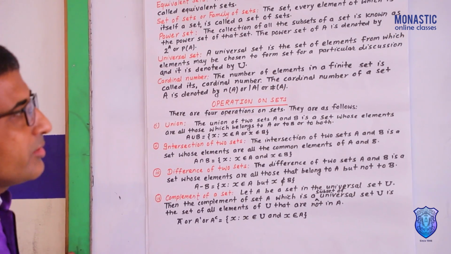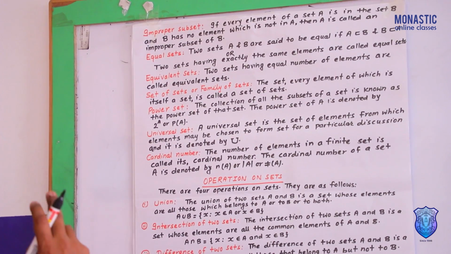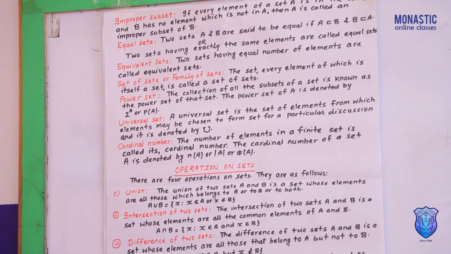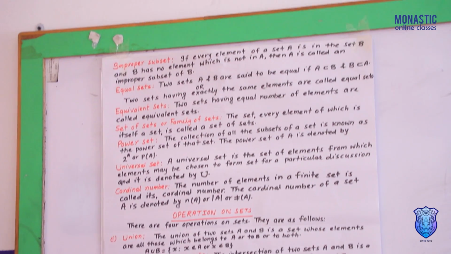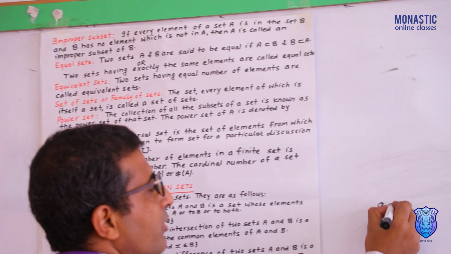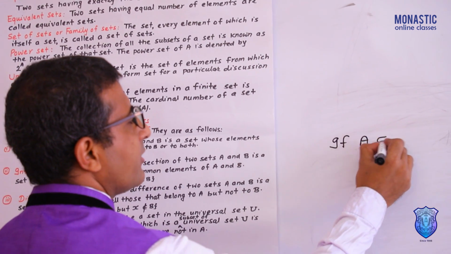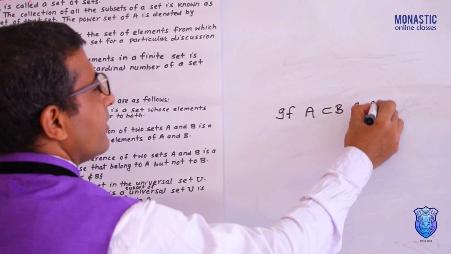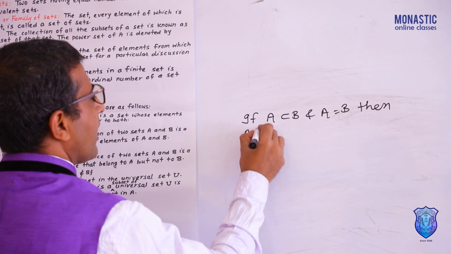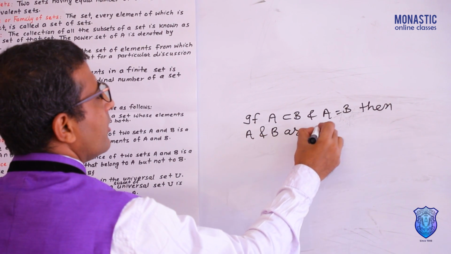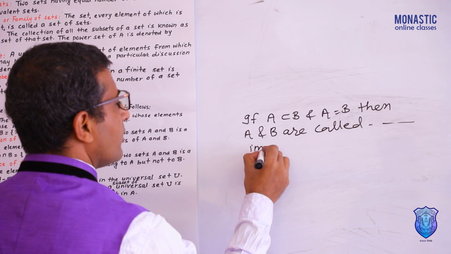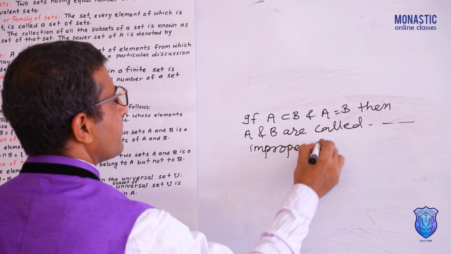In proper subset, we have learnt about this. If every element of a set A is in the set B and B has no element which is not in A, or simply we can say if A is a subset of B and A is equal to B, then A and B are called improper subsets.